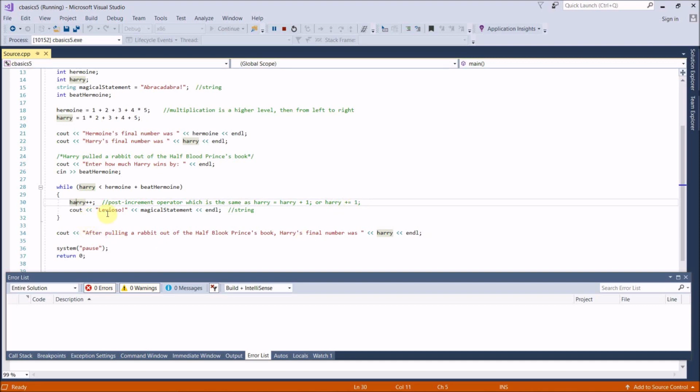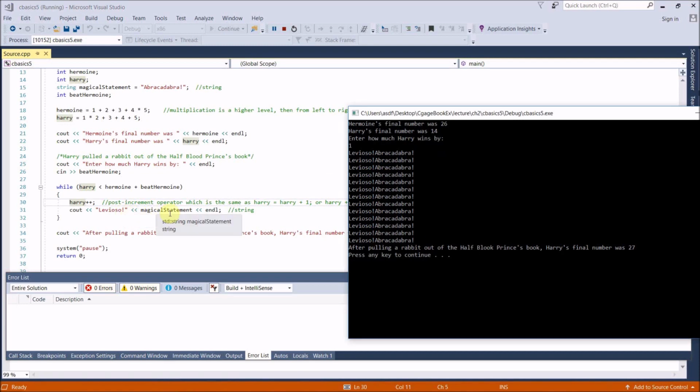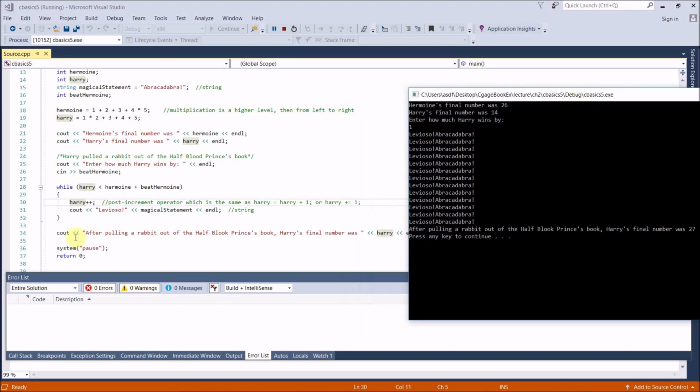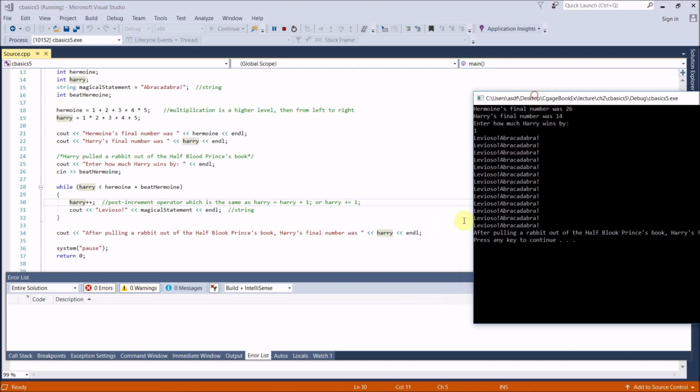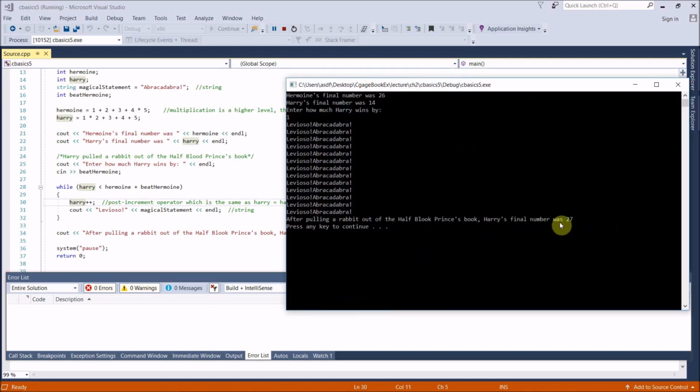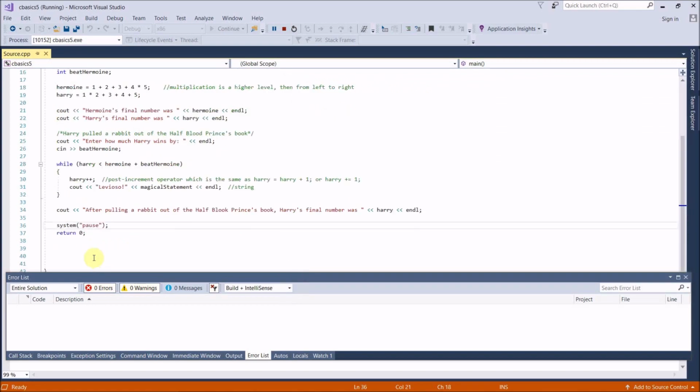I'm going to say cout Levioso because Harry doesn't spell to beat Hermione, because Hermione's book smart and Harry is Harry. It's going to say Levioso, and then the magical statement, which is our string, abracadabra, is going to say it this many times after pulling a rabbit out of the Half-Blood Prince's book, which is our final cout statement. Harry's final number was 27 because we wanted Harry to win by 1. And then the rest you know, system pause, return.